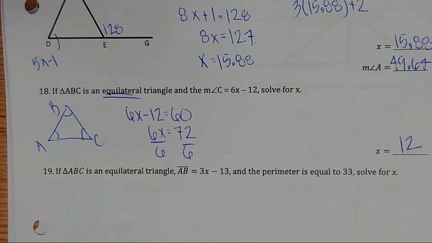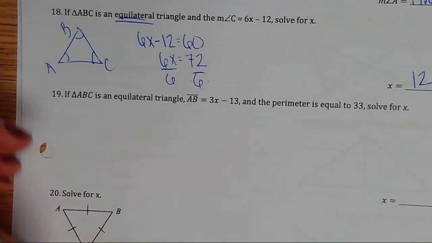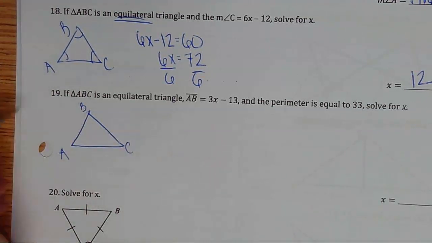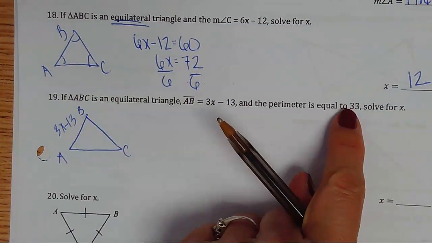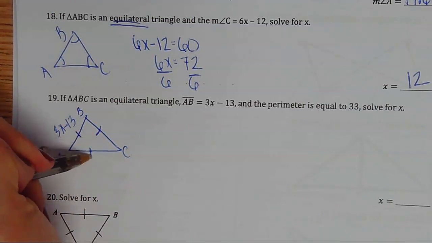So maybe that will make it a little easier to see. Okay, this time, triangle ABC. AB is equal to 3x minus 13, and the perimeter is equal to 33. So it's an equilateral triangle, right?